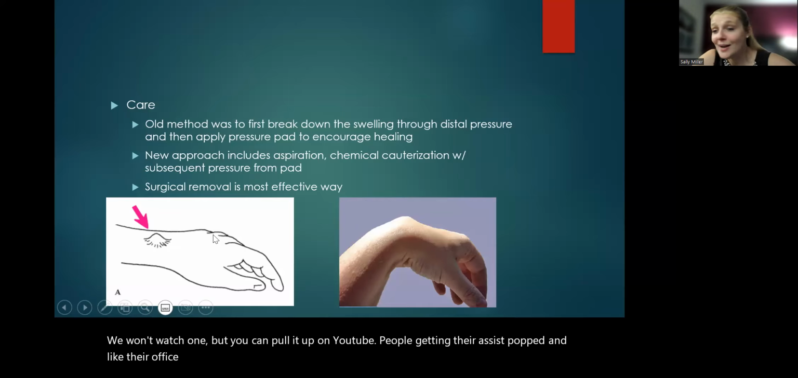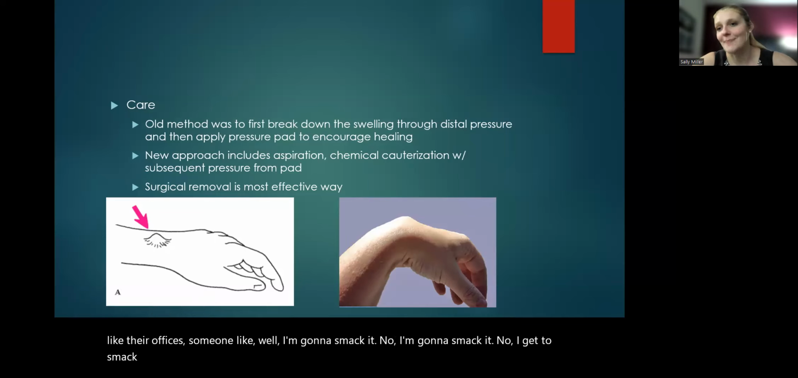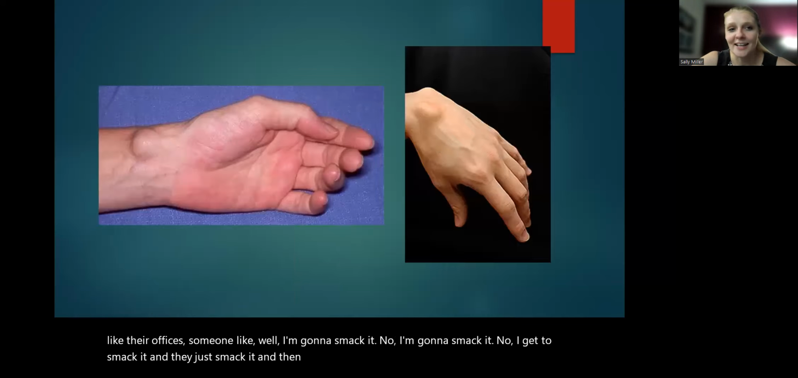Someone's like, well, I'm gonna smack it. No, I'm gonna smack it. And they just smack it, and then it's nice and flat again.